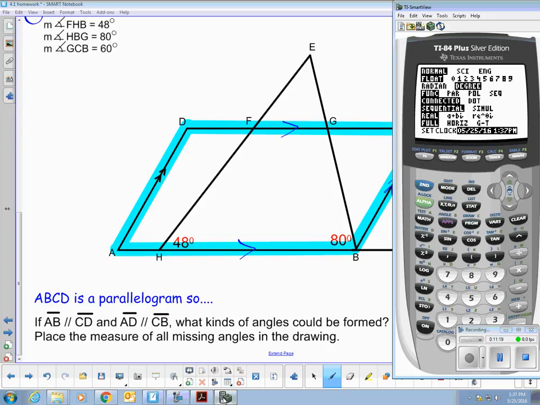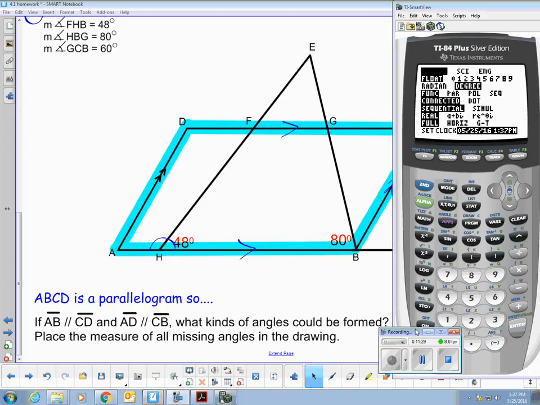Let's start with supplementary angles. So I have a measure of an angle that's 48 degrees right here, and I can find its supplement by subtracting.